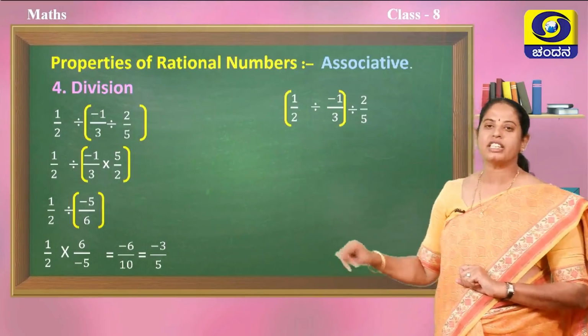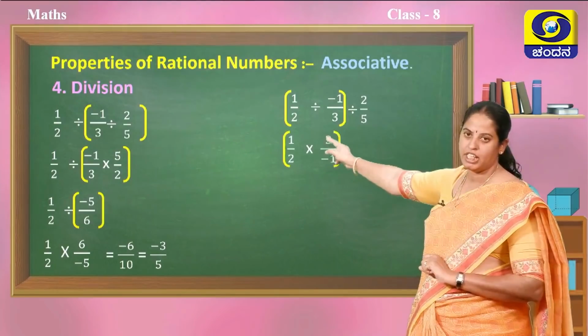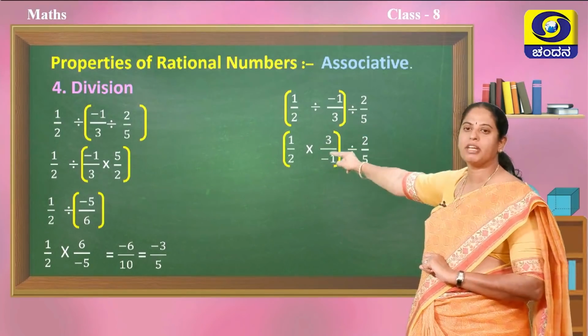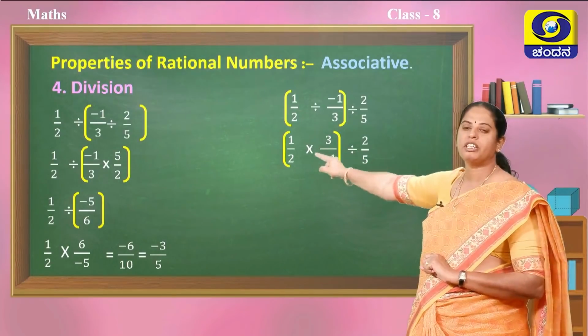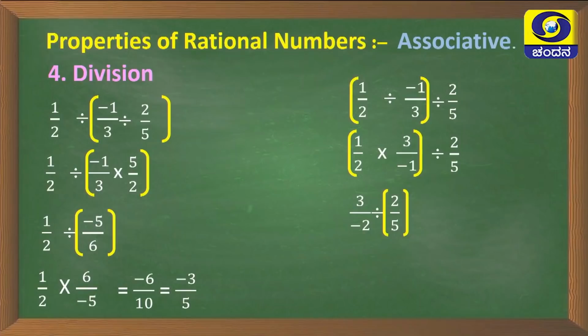Let us change the group. First, I am going to divide 1 by 2 by minus 1 by 3. So, reverse it. Write the reciprocal of minus 1 by 3, that is 3 by minus 1. Simplify it, you are going to get minus 3 by 2. That minus is taken to numerator. Now divide this result by 2 by 5. So by writing the reciprocal of 2 by 5 and writing the division as multiplication, I am going to get the answer as minus 15 by 4.